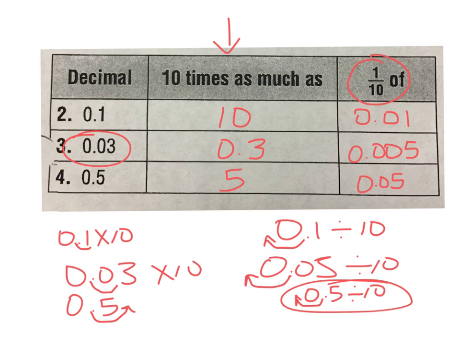Any questions on this? All right, so you should have already done numbers 1, 2, 3, 4 on your paper. You need to do 5, 6, and 7 on your own, and then you need to do IXL G2.